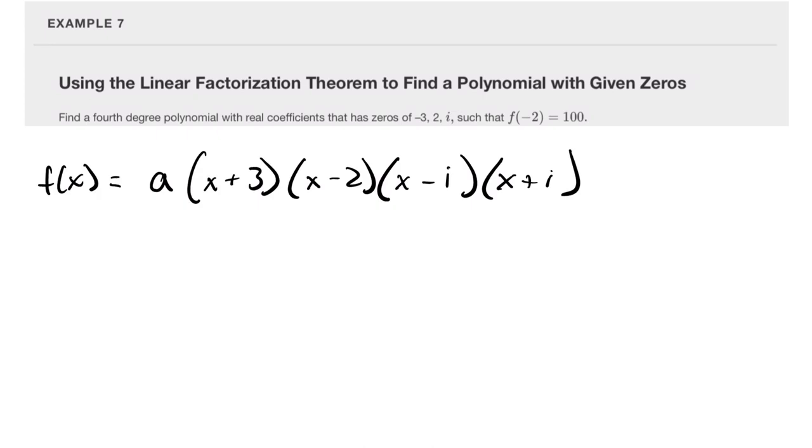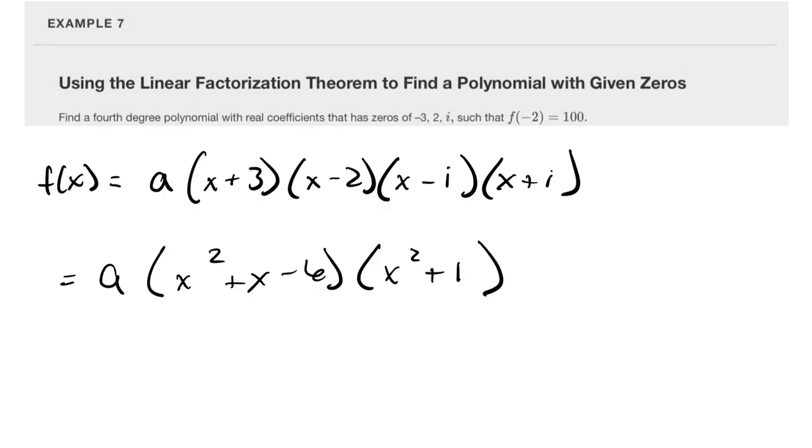Okay, so let's expand this out. If we follow that first one, x squared plus x minus 6. If we follow the second two, x squared, outer and inner cancel, and last is minus i squared. i squared is -1, so that's plus 1. Then we need to expand that. Let me see. x to the 4, x squared.